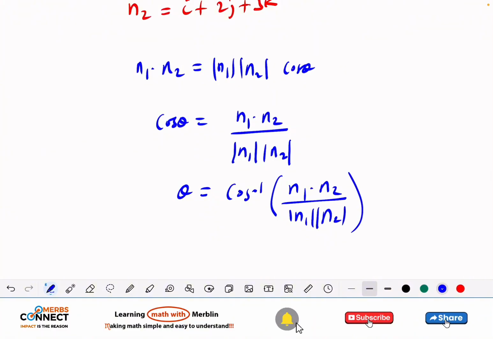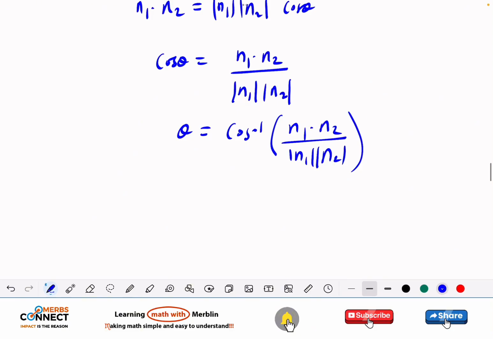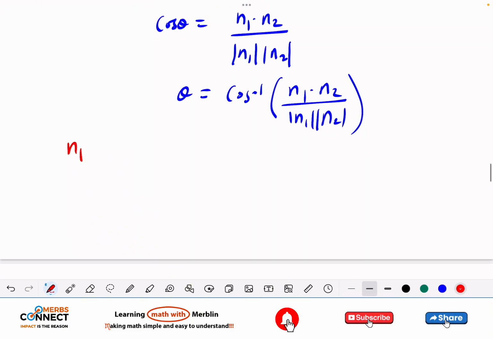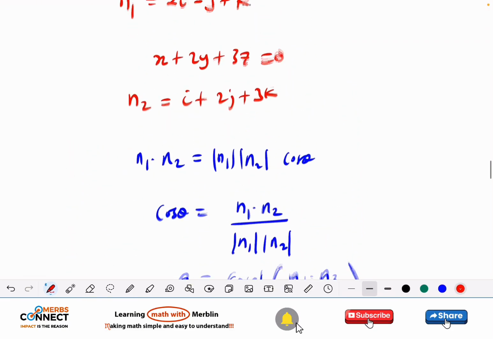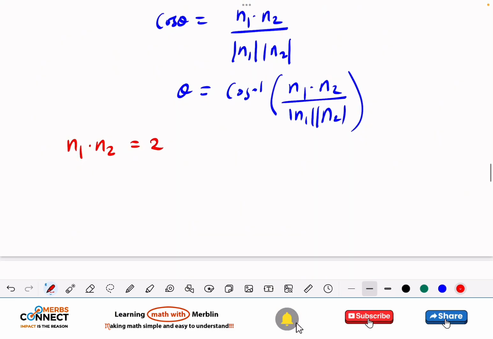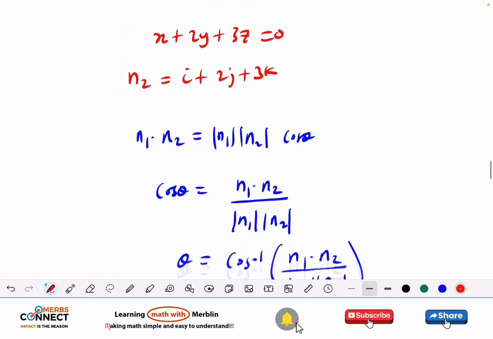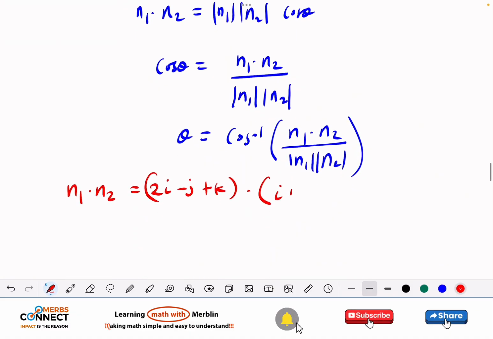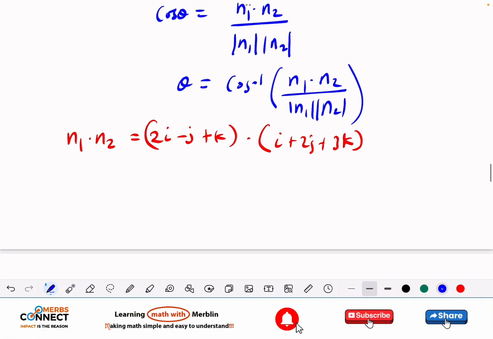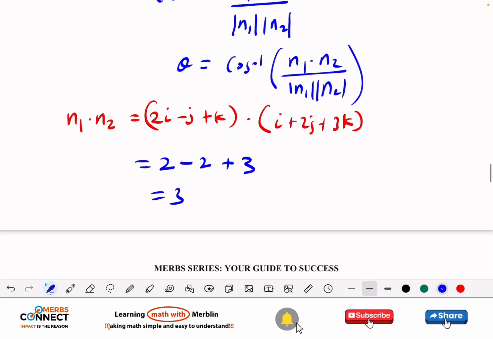So let's look for n1 dot n2 and then the magnitudes as well. So n1 dot n2, n1 is 2i minus j plus k, dot n2, which is 1, 2, 3. So i plus 2j plus 3k. So let's do the dot product, i with i. So 2 minus 2 plus 3. So this is going to give us 3.